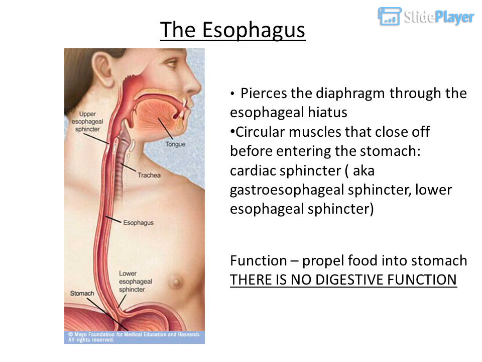The esophagus pierces the diaphragm through the esophageal hiatus. Circular muscles close off before entering the stomach: the cardiac sphincter, also known as the gastroesophageal sphincter or lower esophageal sphincter. Function: propel food into the stomach. There is no digestive function.